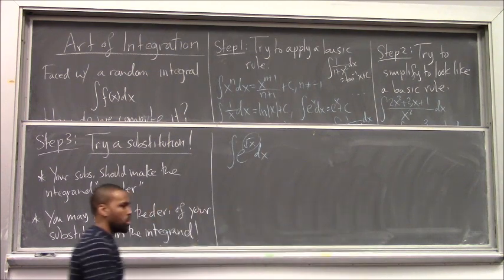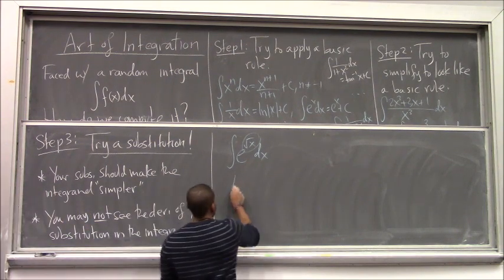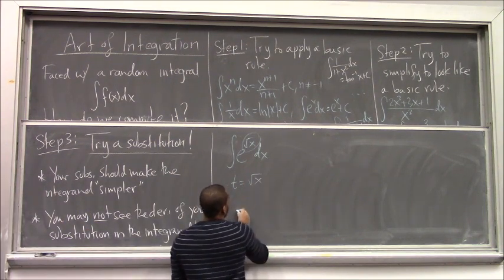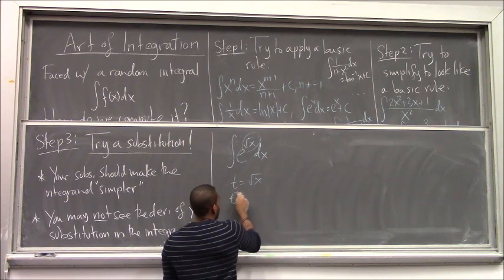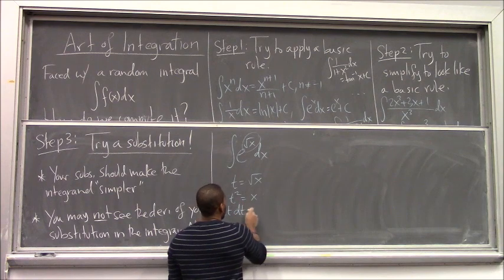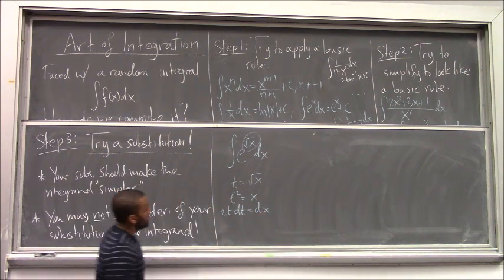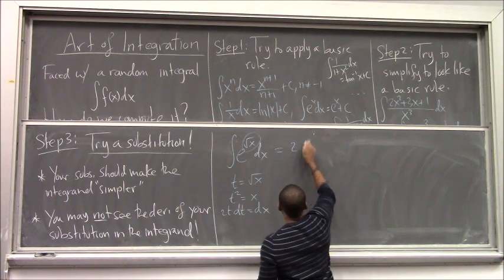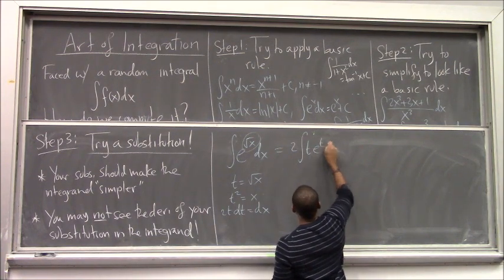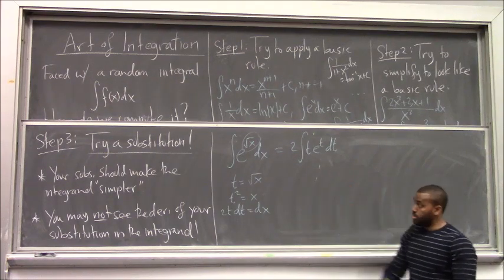Now you get work, but I don't see the derivative anywhere, right? You can always kind of maneuver it in there. So you say something like t equals the square root of x. A couple ways you can do this. You can do t squared equals x. And so 2t dt equals your dx. And suddenly, the answer appears, right? So this is now 2 times t e to the t. And it's now clear that you need integration by parts to finish that out.